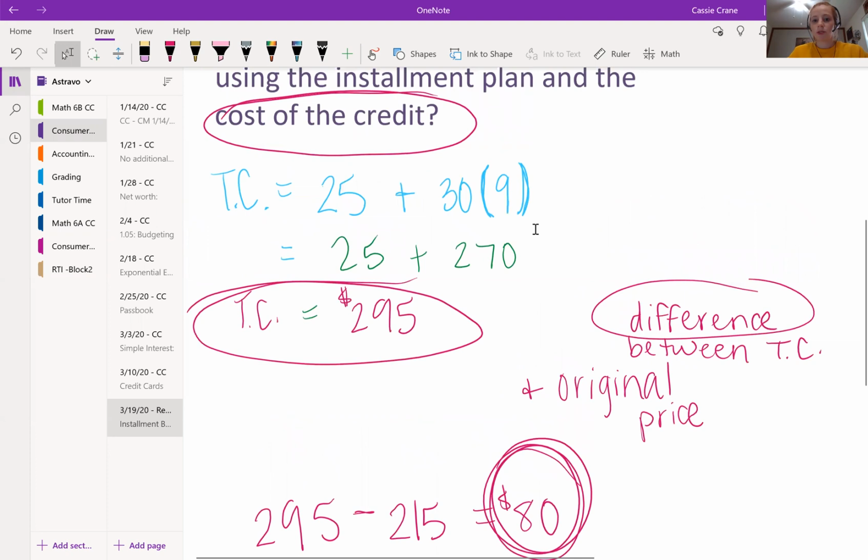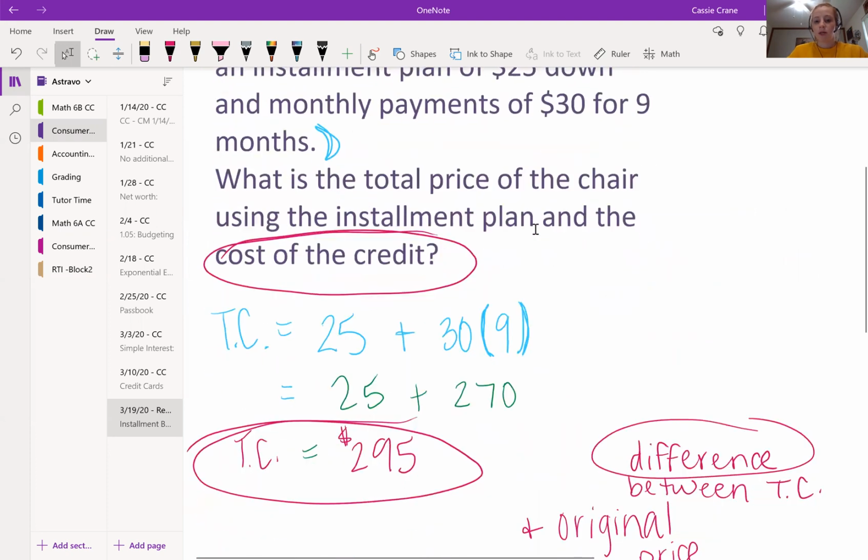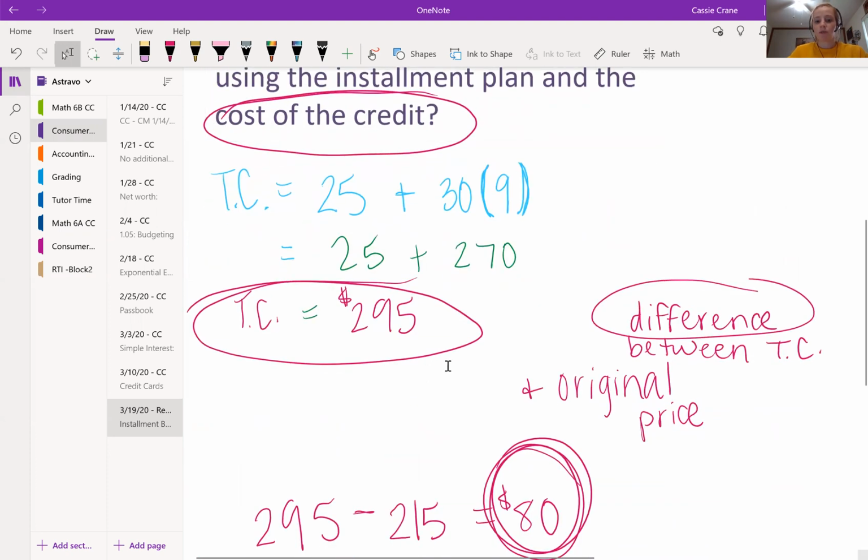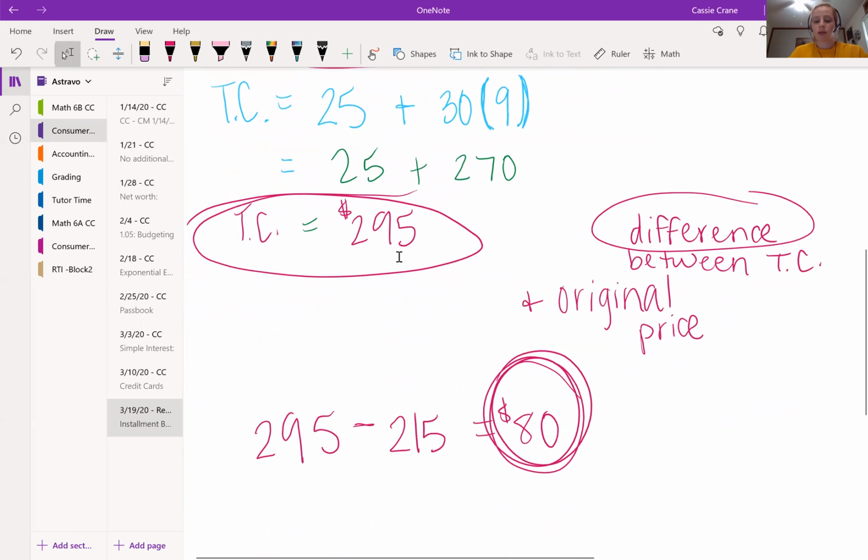Total cost is using the installment plan to figure it out. And the cost of the credit is just the difference between the original price and the total cost using the installment plan. So if you have any questions, just let me know.